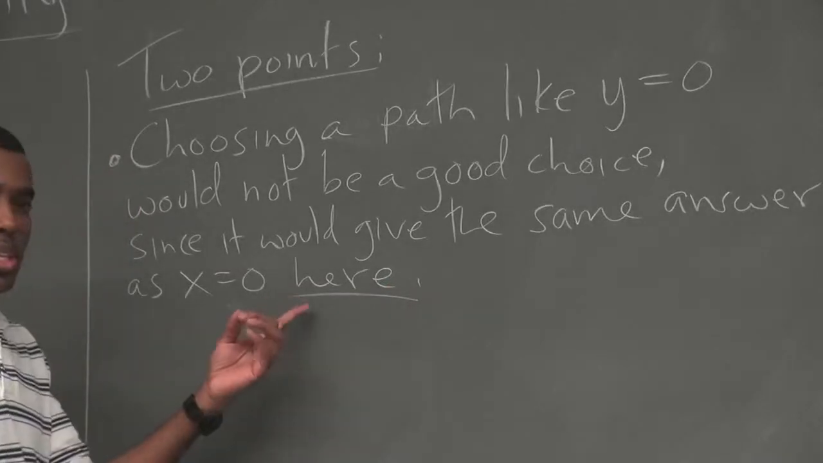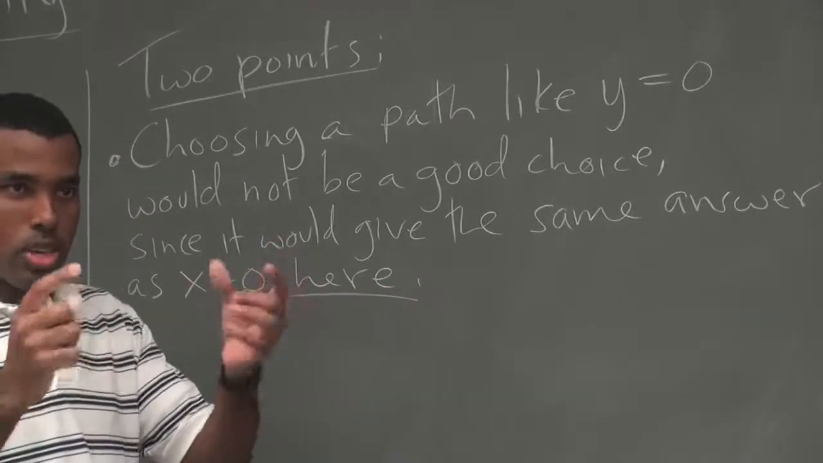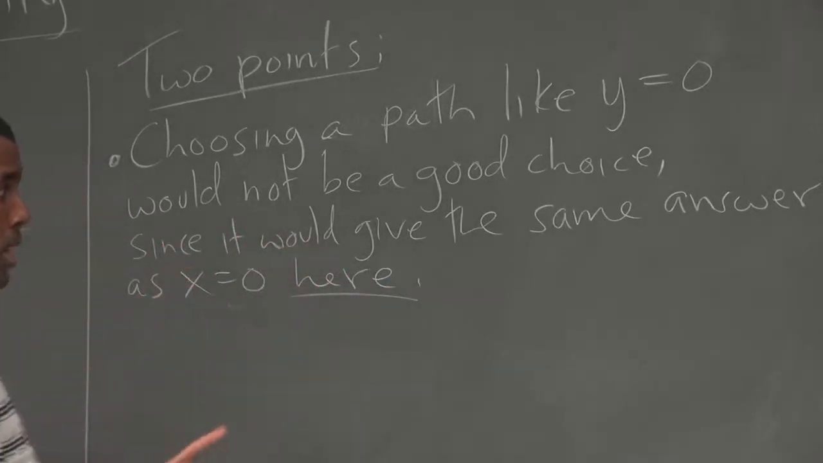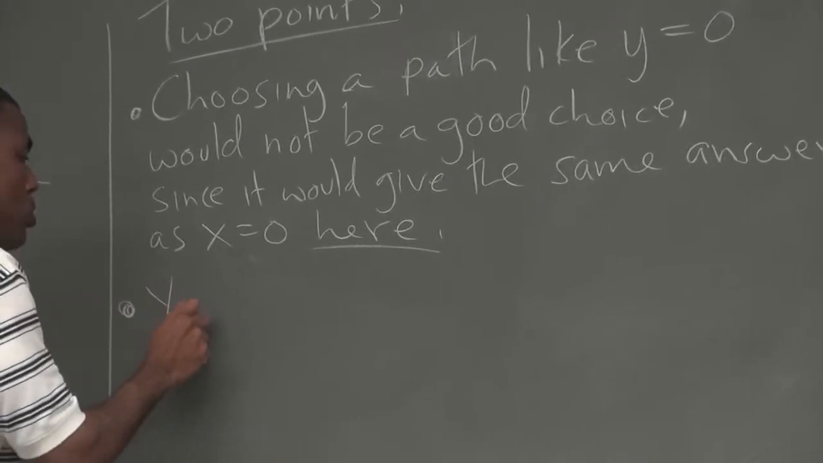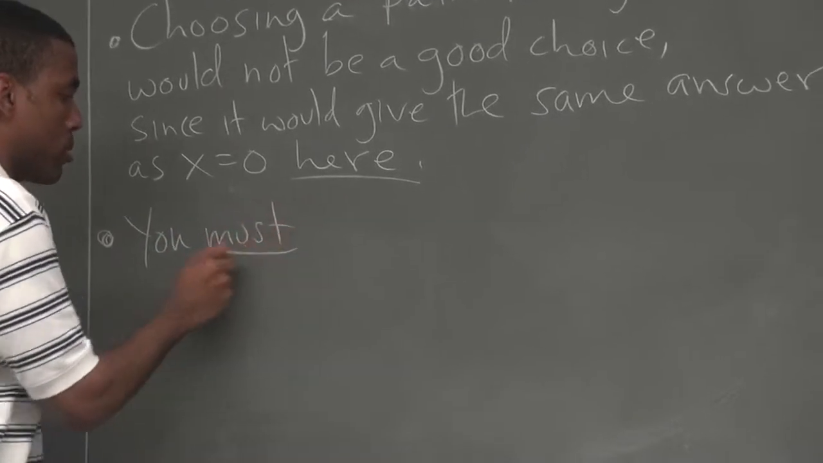Right? In this situation, it gives the same answer, right? In general, you'd have to really look at your function to see how it behaves. But in this situation, choosing x equals 0 or y equals 0 gives me the same result. If I want to prove that I should get a different result, it would not be a path I want to pick.